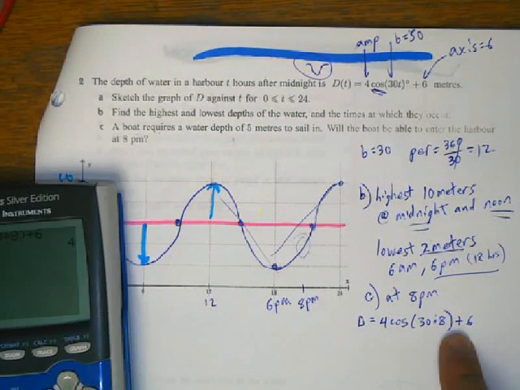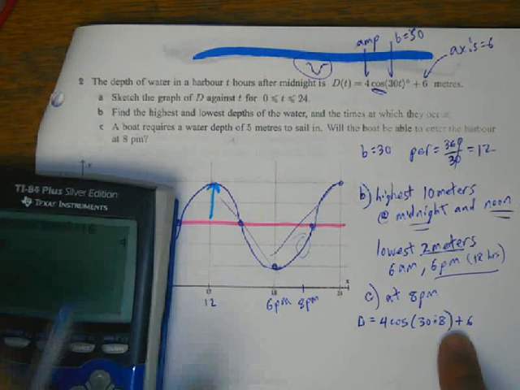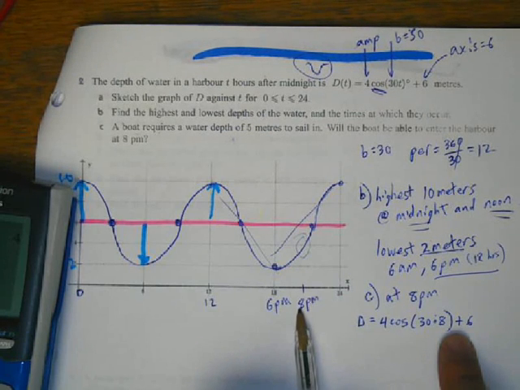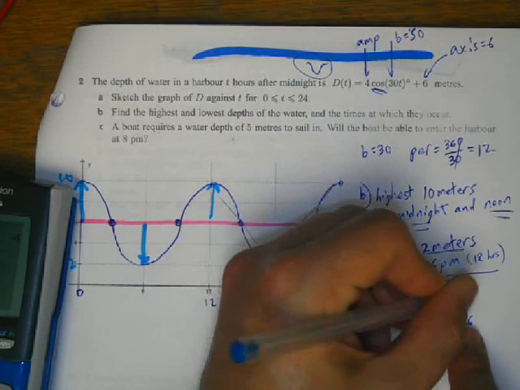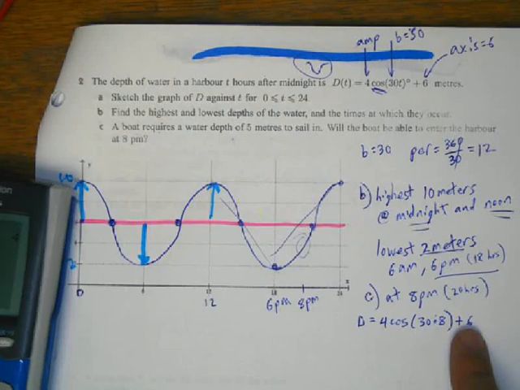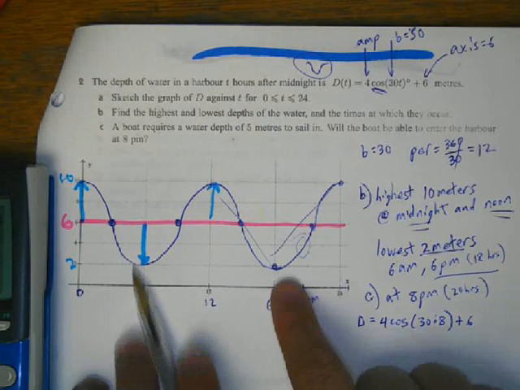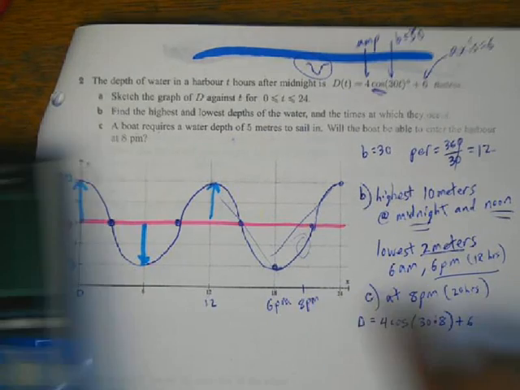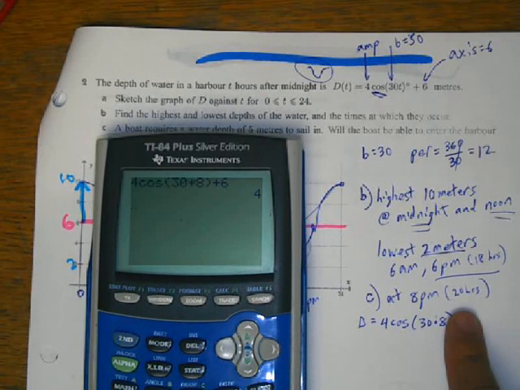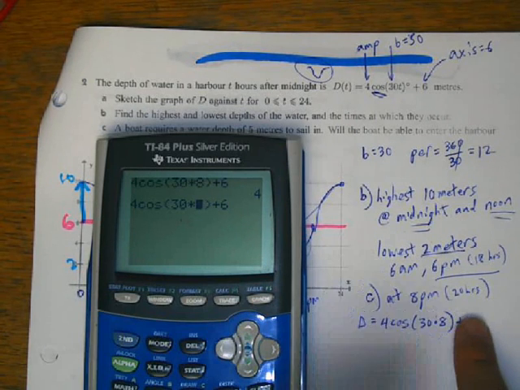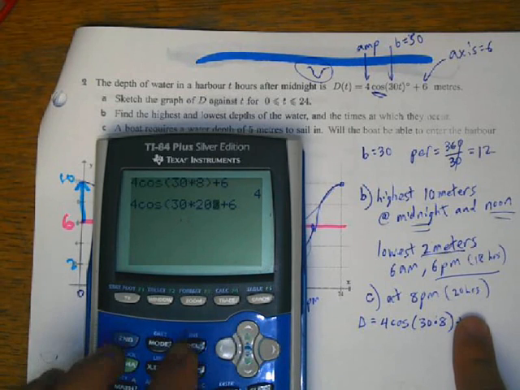At 8 p.m., this should be 20 hours. I bet we'll get the same thing though, because 6 p.m. and 6 a.m. are the same value, so 8 p.m. and 8 a.m. should be the same value. So let's see if that's true. Okay, so we're going to change this 8 to 20. I bet we get 4. And we do.